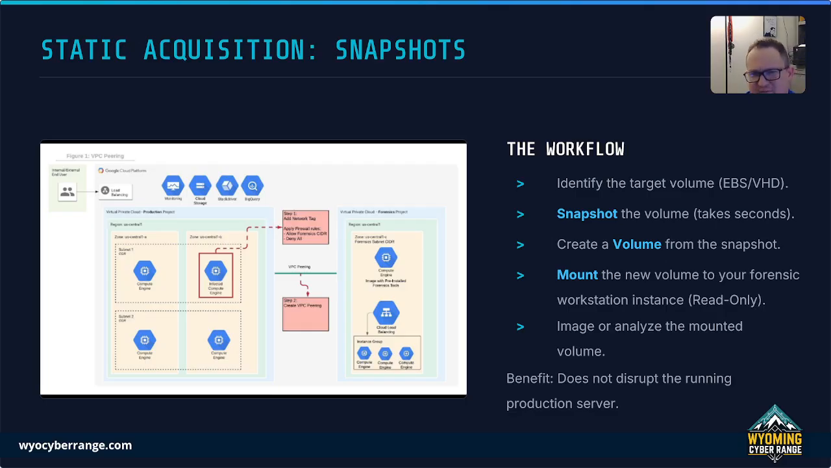Now, this is a very modern equivalent of traditional dead box forensics, because if we snapshot it and isolate the copy in a forensics VPC, we're going to preserve the original evidence while safely analyzing the clone. This is something that is a little bit different that we have to start getting used to as technology changes.